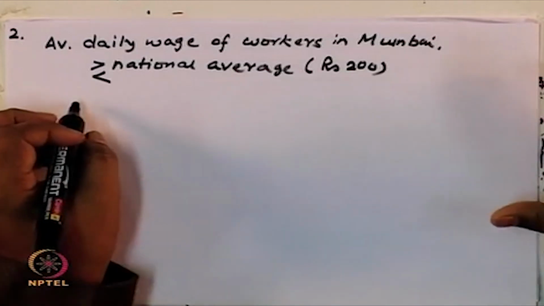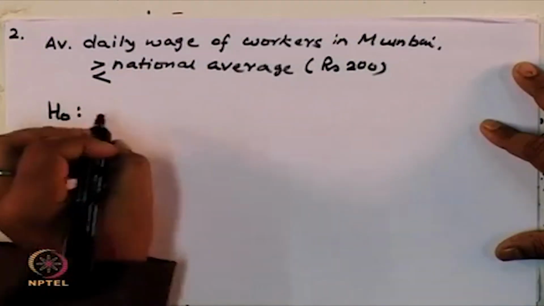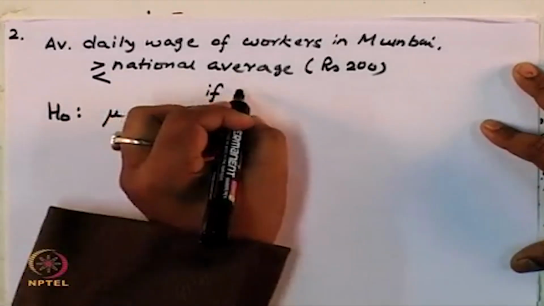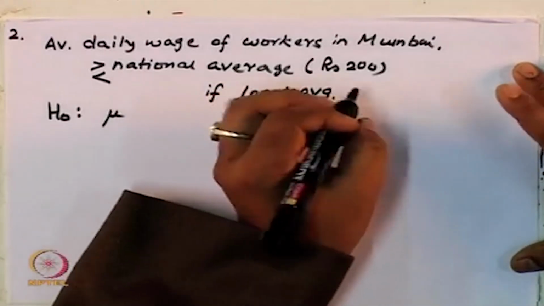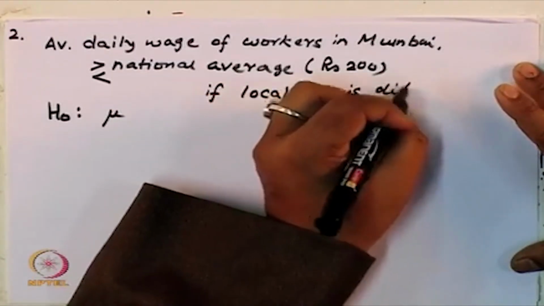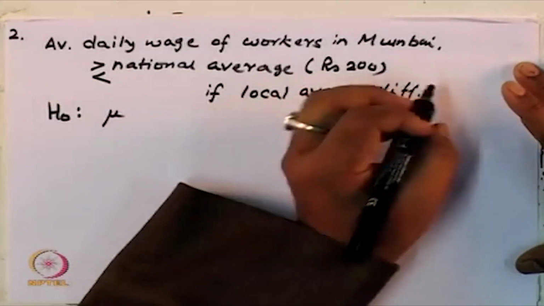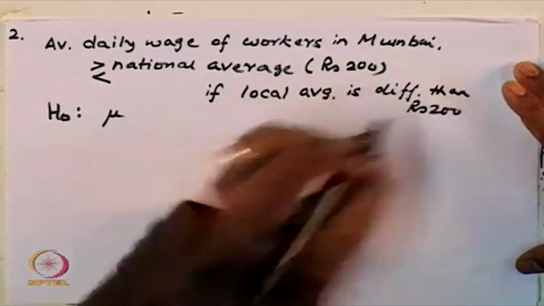When you try to prove the alternate hypothesis, it is always easier to do so by proving the null hypothesis is false. So, we always begin with a null hypothesis. The null hypothesis in this case is that we want to basically prove if the local average is different. Different means either greater than or lesser than the national average, which is rupees 200.